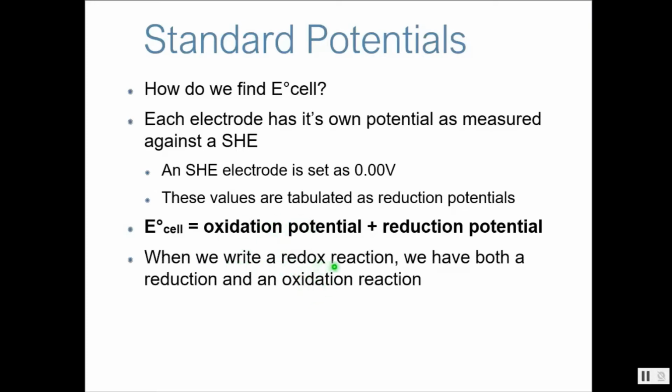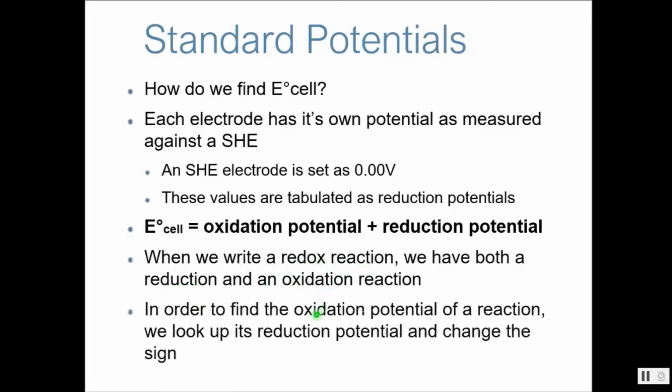So when we write out that redox reaction, we're going to have 2 half reactions, one where we have reduction and one where we have oxidation. And then to figure out the E of our cell, we have to know the oxidation potential. So what we can do is look up the reduction potential given in the table and then change the sign for the oxidation half reaction. Once we've done that, then we can simply add these 2 together.